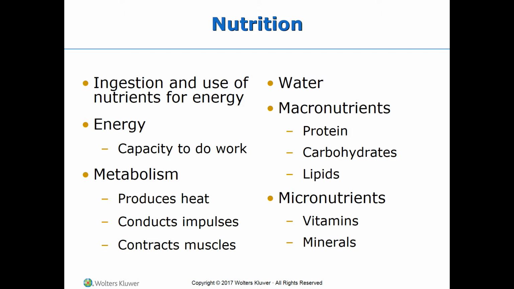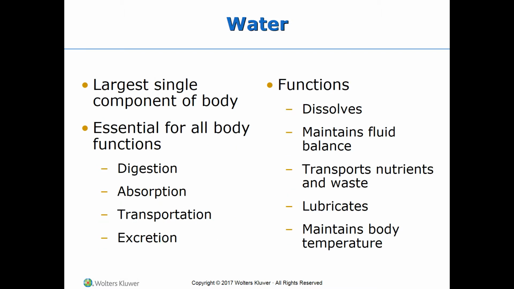Now, the nutrients are subdivided into different categories. One is water, and also we have macronutrients, which are the nutrients that we require in large amounts, like proteins, carbohydrates, and lipids. And we have micronutrients, which are the ones that are required in small amounts, like vitamins and minerals. Water is the largest component of our body, making up about 60% of the total body weight in males and 50% in females.